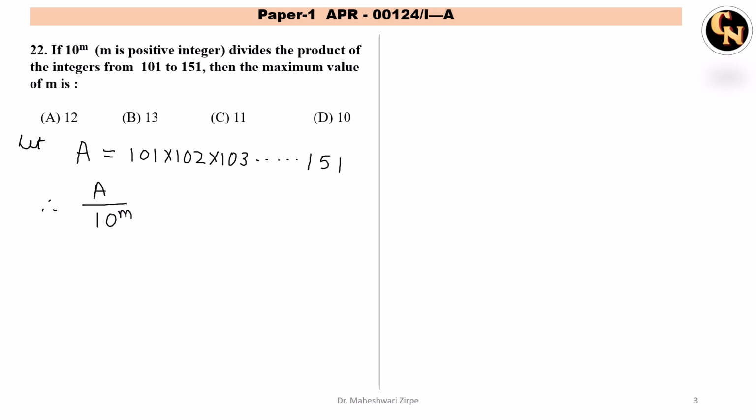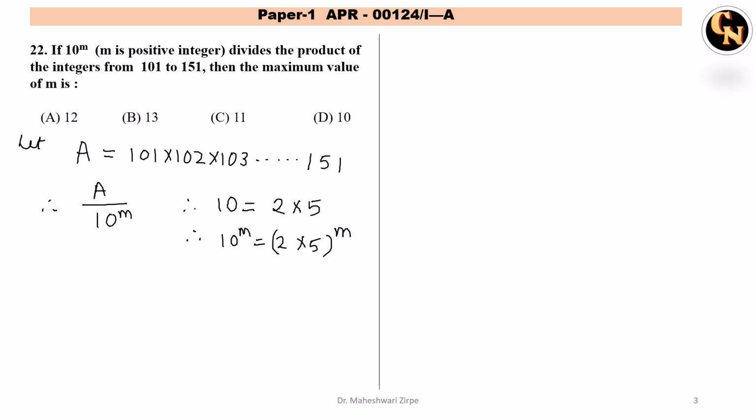Now we have to find out the m value. We know that 10 can be factorized, because we are going to divide by 10 raised to m. Let us find the factors of 10. 10 has the factors 2 into 5. So therefore 10 raised to m will be 2 into 5 raised to m. Correct? We are trying to simplify this question.